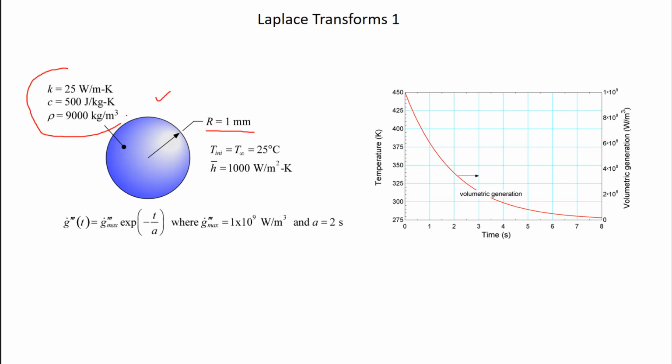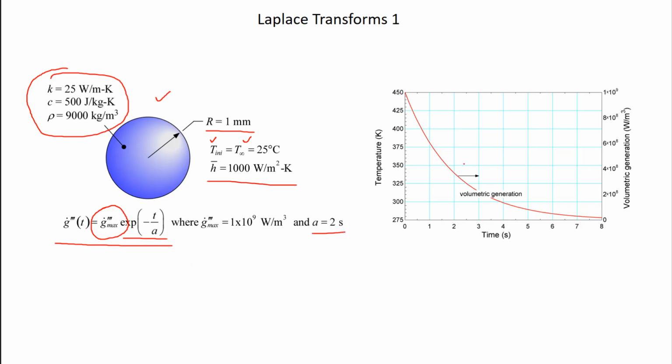Here are the properties. It's exposed by convection to fluid at 25 degrees Celsius. Initially, the sphere is in equilibrium with the fluid, so T initial is T infinity. And then at time equals 0, you get this volumetric generation that's a function of time. So the volumetric generation goes from nothing at time equals 0, it immediately spikes up to this guy here, G dot triple prime max, and then it decays exponentially back down to 0. And the time constant of that decay is 2 seconds.